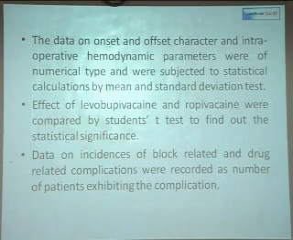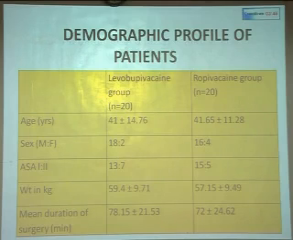The data on onset and offset characteristics and intraoperative hemodynamic parameters were of numerical type and subjected to statistical calculation by mean and standard deviation, student t-test to find out statistical significance, and data on incidences of complications were recorded as number of patients exhibiting the complications. This table shows data on demographic profile, and it is observed that in both the groups they are similar and comparable.